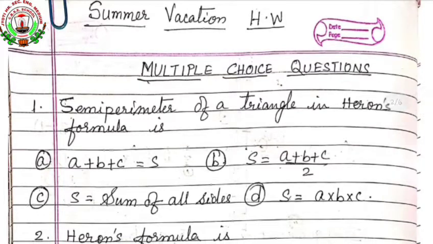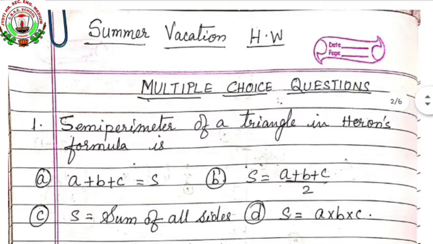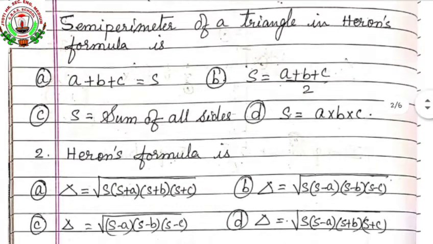Multiple questions are based on both coordinate geometry and Heron's formula. First question is, the semi-perimeter of a triangle in Heron's formula is, then 4 options are given. Formula you all know, semi-perimeter. Out of these 4 options, select the correct one. Then second question, Heron's formula is, 4 options are given, out of which one is the right one, go for it.